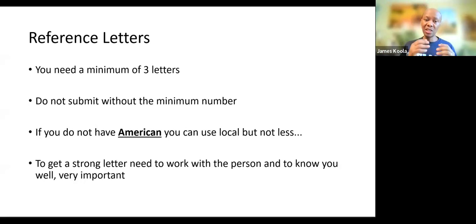And as I said, to get a strong letter, you need to work with that person. So don't go to a person cavalierly, like somebody texting me, write me a reference letter. Like, really? I don't know you. What am I going to put in there? Rather than get a mediocre reference letter from somebody you don't have working experience with, you had better get a strong reference letter from somebody who is not that well known.